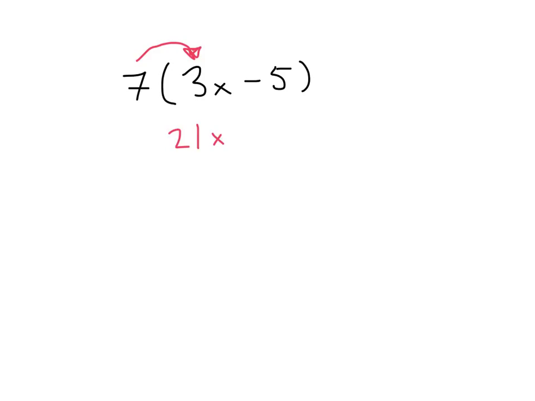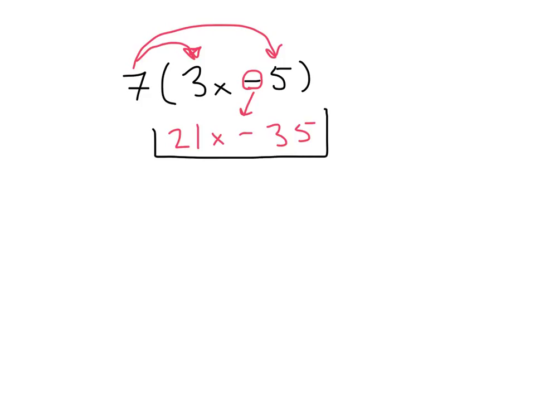So the next thing that we do is we have our subtraction sign, bring it straight down, then we do 7 times 5, which is equal to 35. Now this right here is our final answer, 21x minus 35.